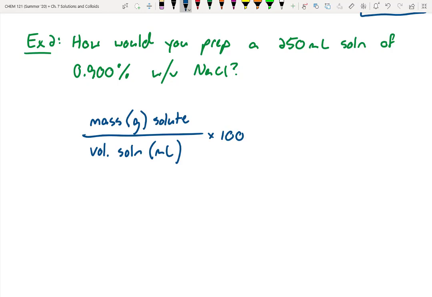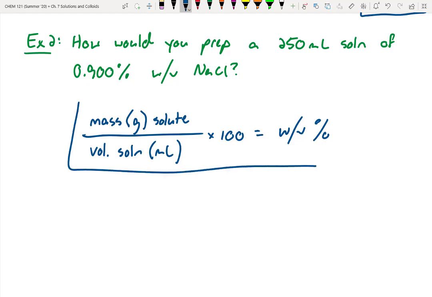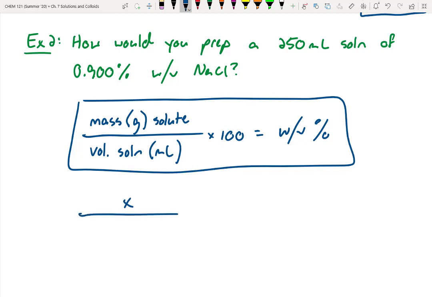All right, so let's go ahead and write this out just as a plan. And we'll say this will be our weight volume percent. But now let's go through and plug in our numbers. We're not given the mass of sodium chloride that we need. We need to solve for that, so I'm going to label that as our X variable. Our volume of solution was given as 250 milliliters, and luckily, it was given to us in the correct units. So we're set to go here. And then we need to multiply by 100.